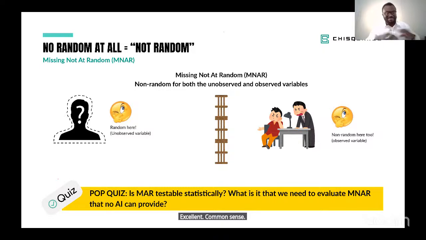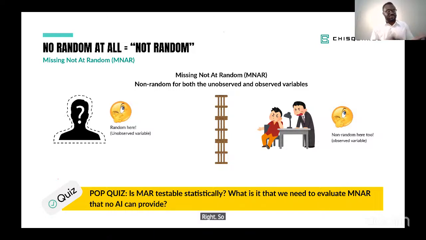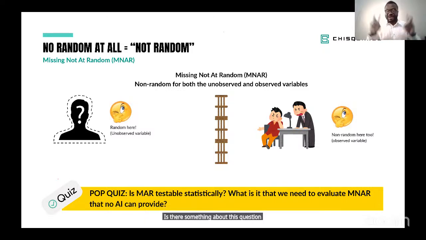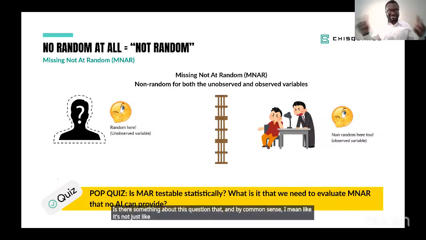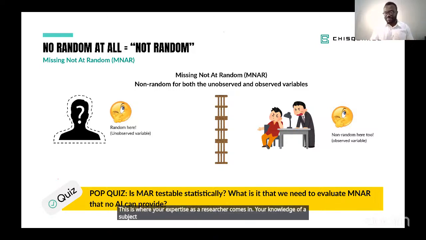This is the most important test for MNAR, common sense. Remember that once we find that this variable is implicated in its own disappearance, it's MNAR. We don't have to worry about anything else. So you have to look at this question and ask, does it make sense to believe that this question will have triggered some sort of response? And by common sense, I mean it's not just lay knowledge. This is where your expertise as a researcher comes in. Your knowledge of the subject matter comes in at this point.